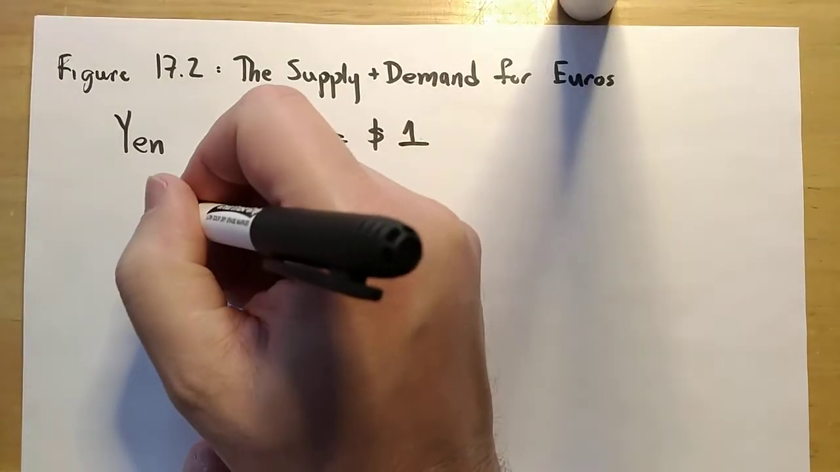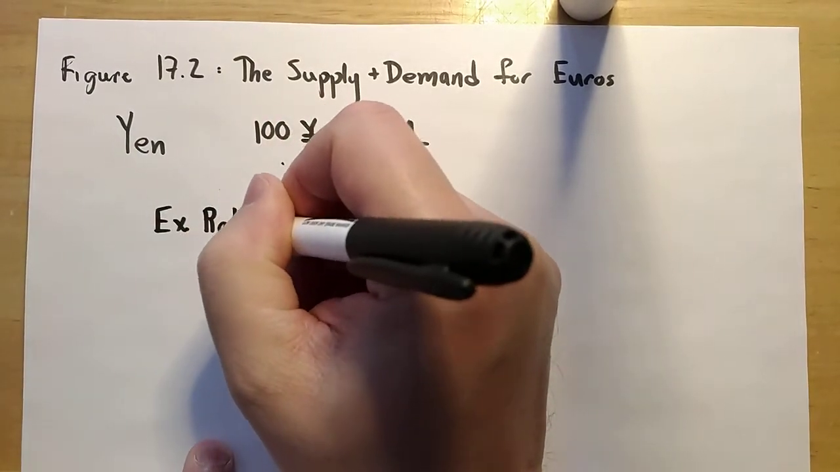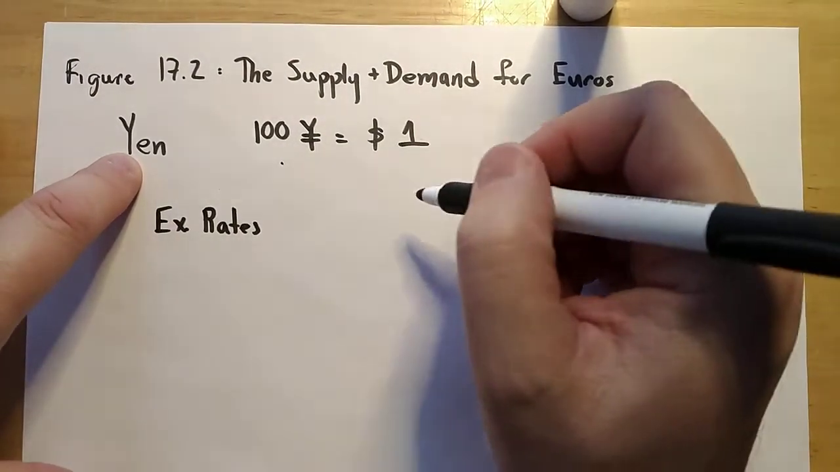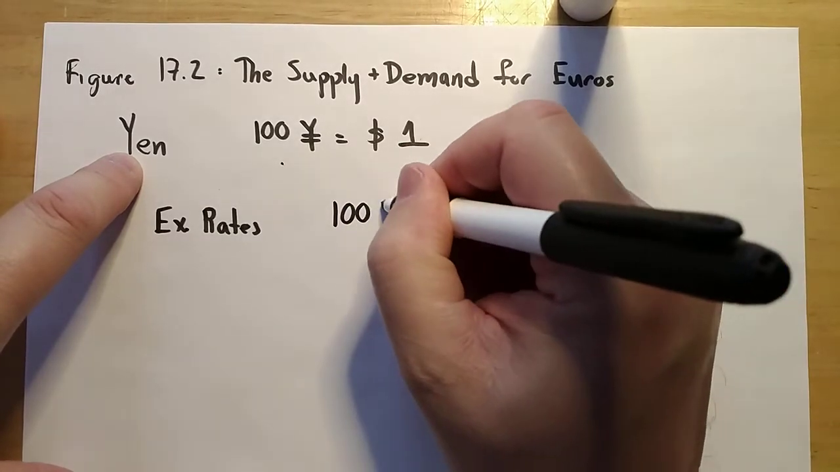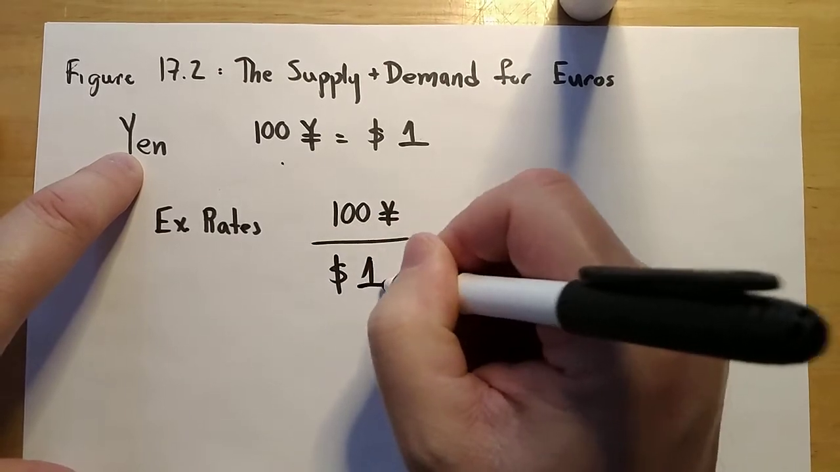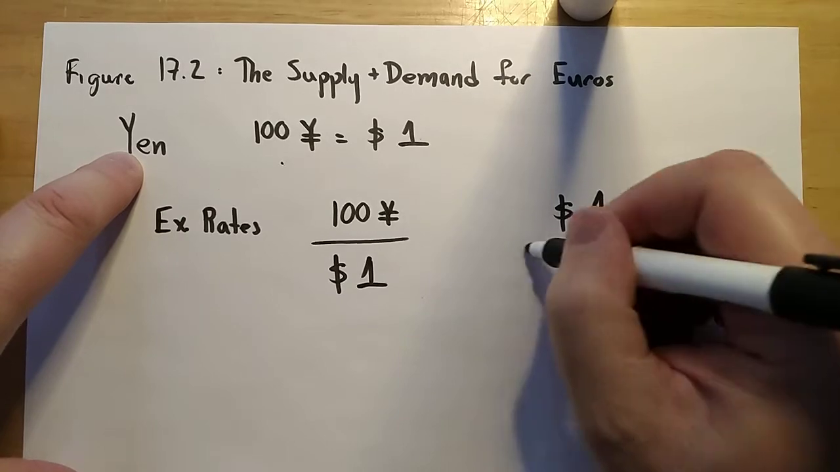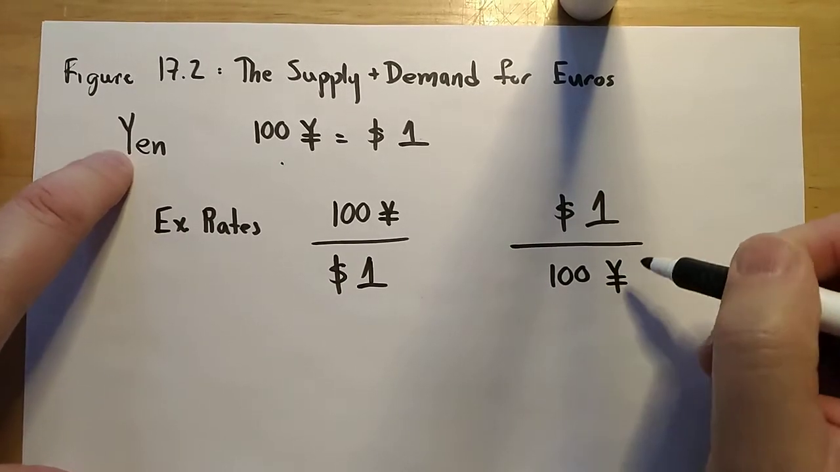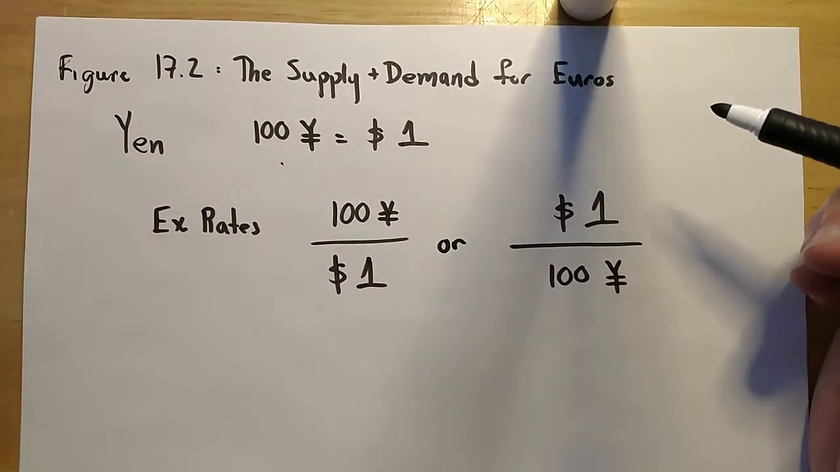Now, when you look at exchange rates, there's actually 2 sorts of exchange rates that you could see, and they're equivalent, but they're reciprocals of each other. So one would be to express this as 100 yen to the dollar, but the equivalent way would be to express it as $1 for every 100 yen. Okay? Those mean the same thing, but as you can see, they're clearly reciprocals of each other.